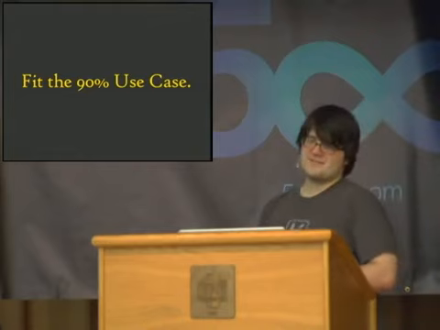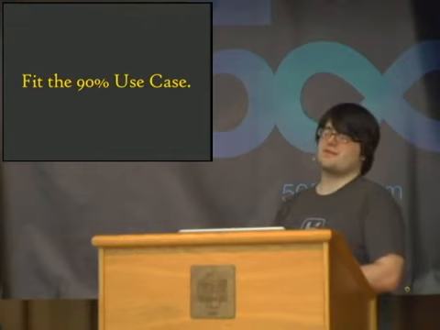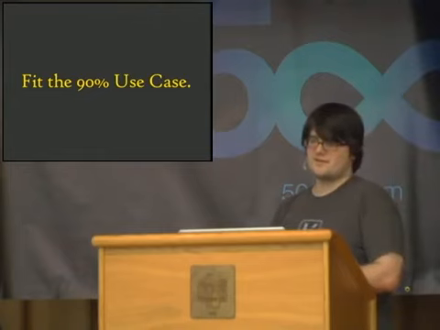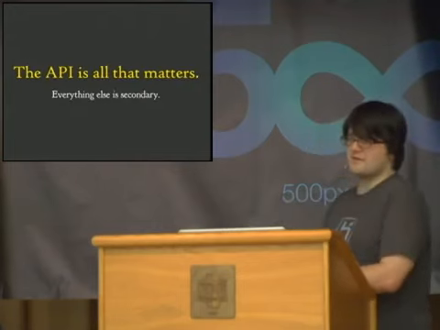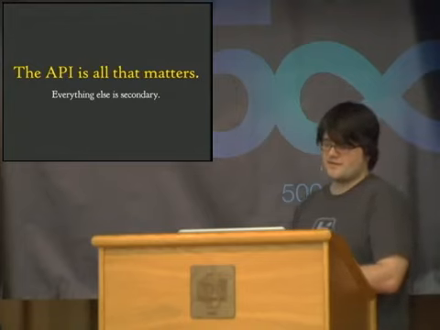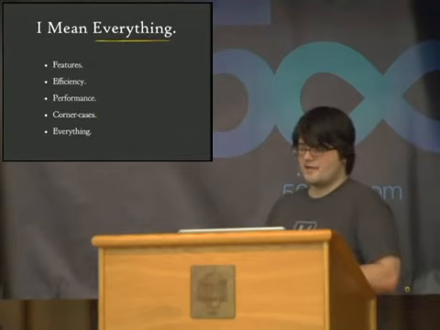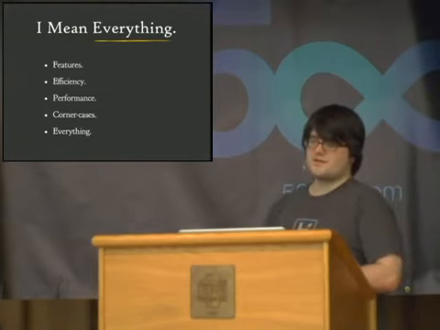You can have layered APIs, so you have a very low-level thing that allows them to get down and deep into the core if they want. But the top level, that 90% of the people are going to be using, should not be concerned with those lower-level parts. And I think that's extremely important. So the API, I think, is really all that matters when I'm building packages like this. I try to essentially ignore everything else, because I think everything else is secondary to the actual developer API. And I really mean everything, like features and efficiency, performance, corner cases. All of those things are important, but I think they're all secondary to the API.